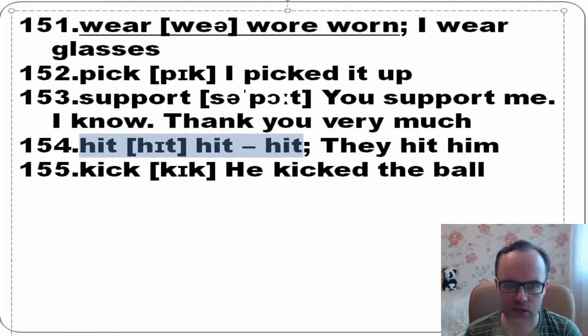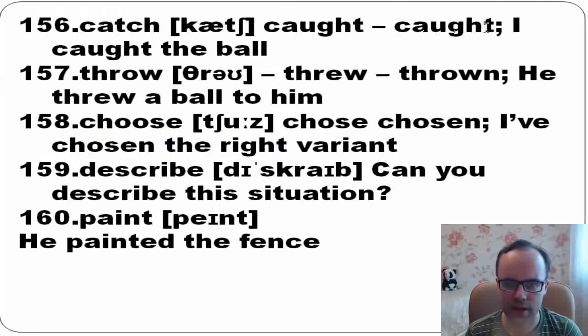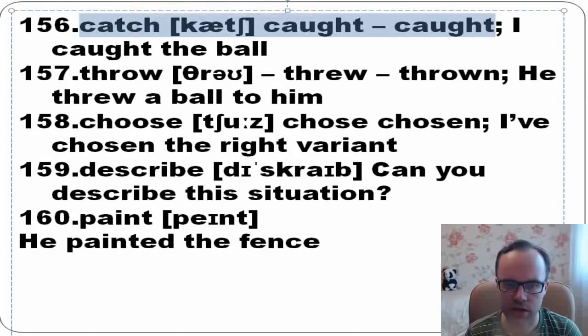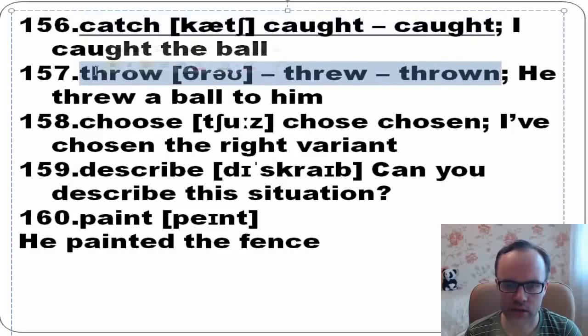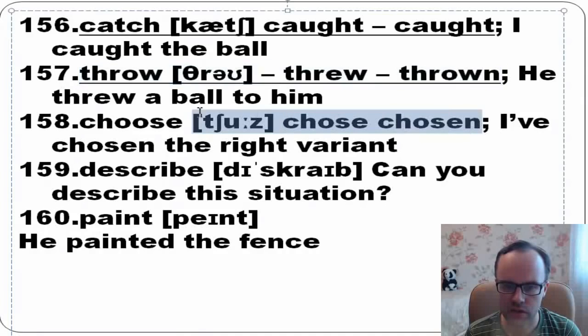Hit. Irregular. Hit. Hit, hit. They hit him. Kick. He kicked the ball. Catch. Irregular. Catch. Caught, caught. I caught the ball. Throw. Irregular. Throw, threw, thrown. He threw a ball to him. Choose. Irregular. Choose, chose, chosen. I've chosen the right variant.